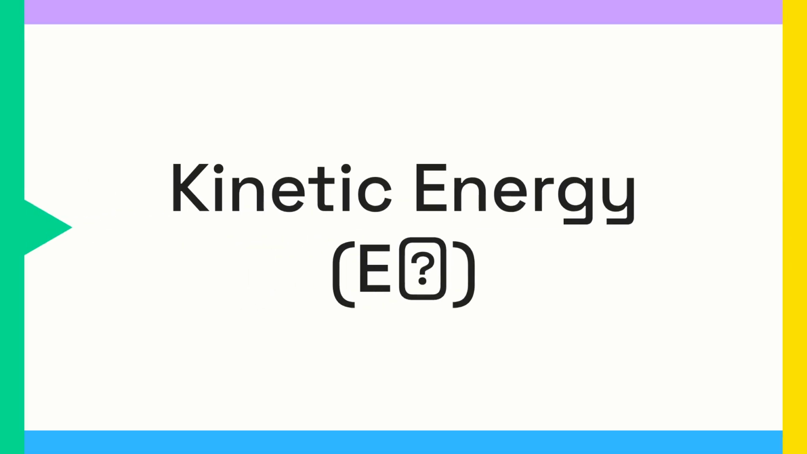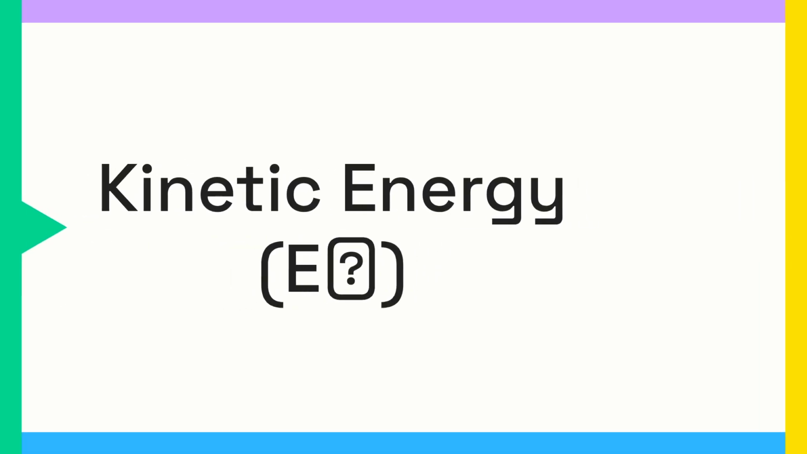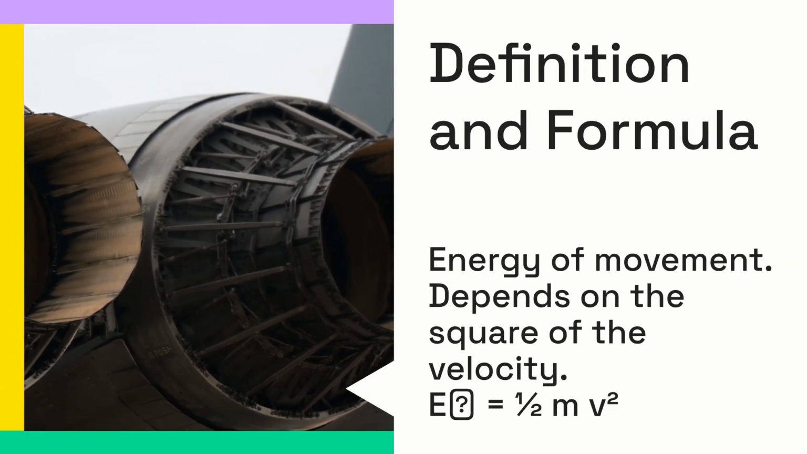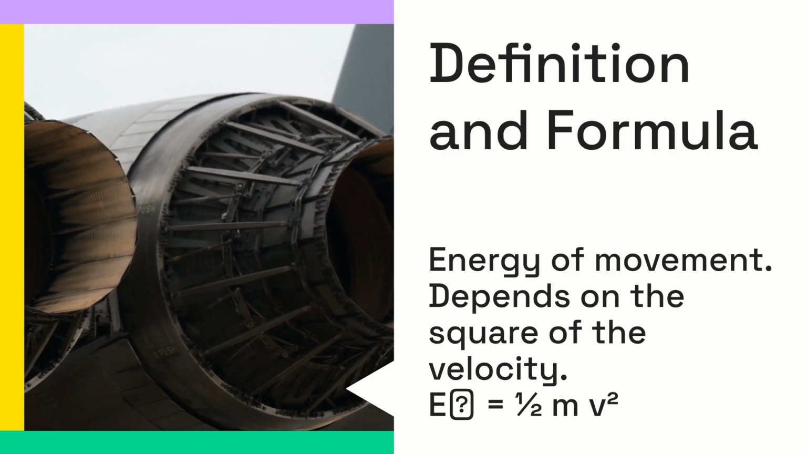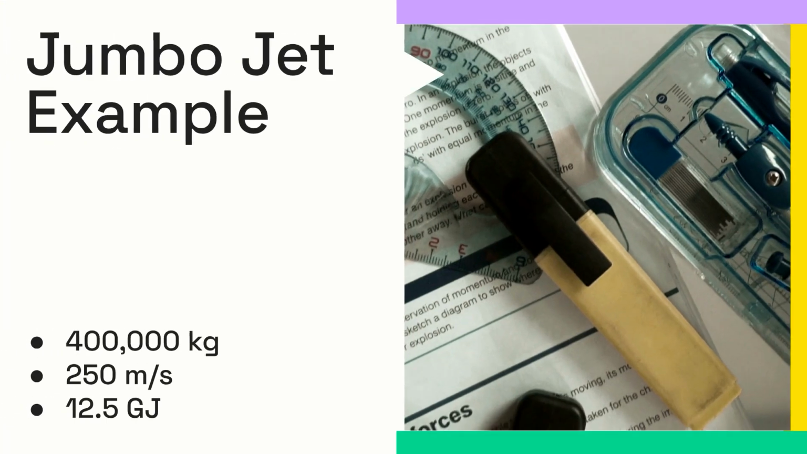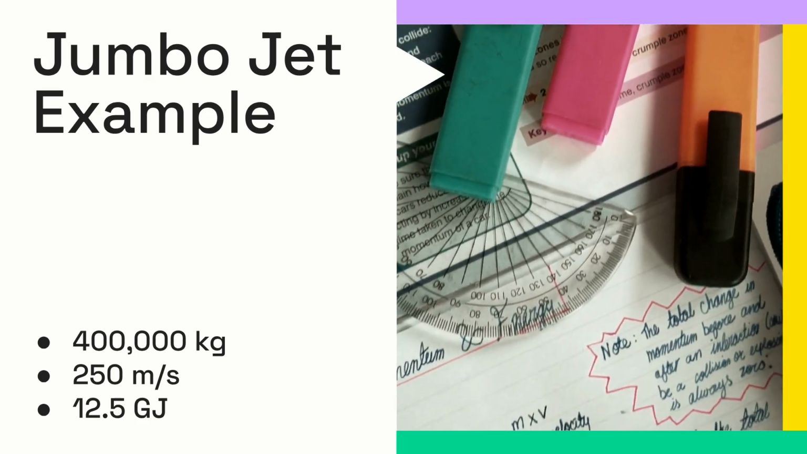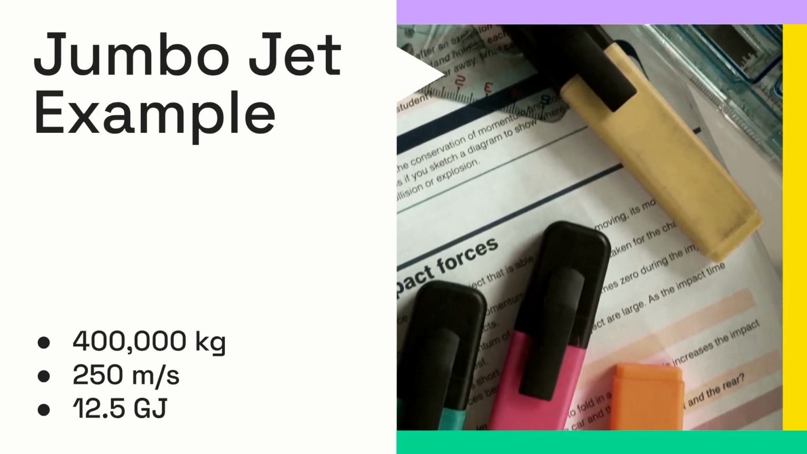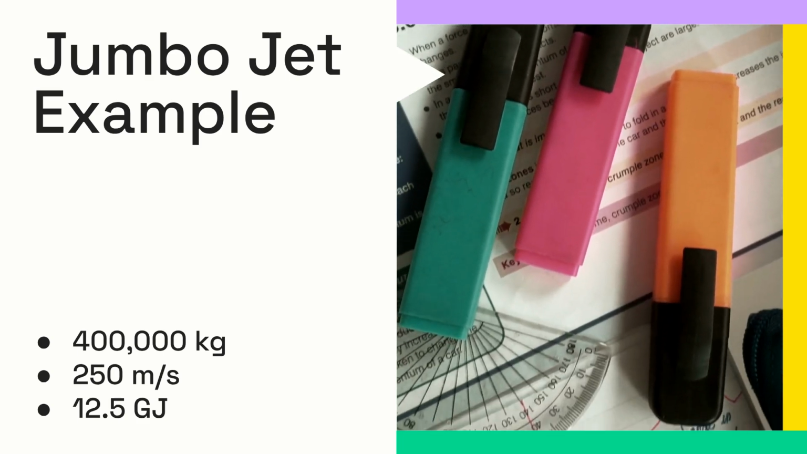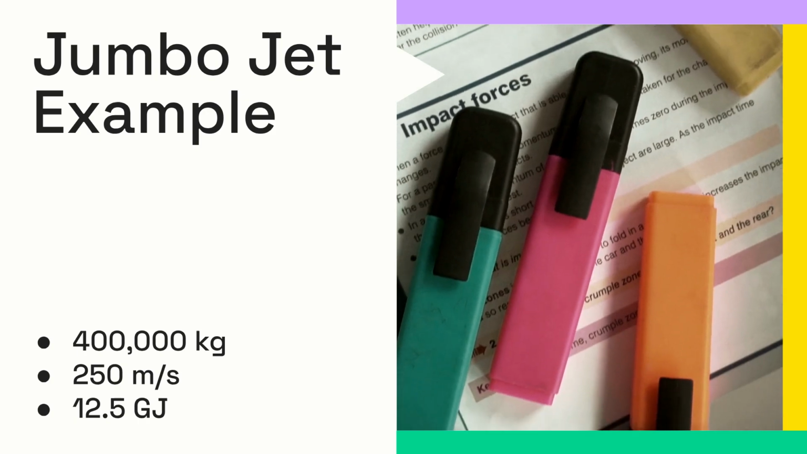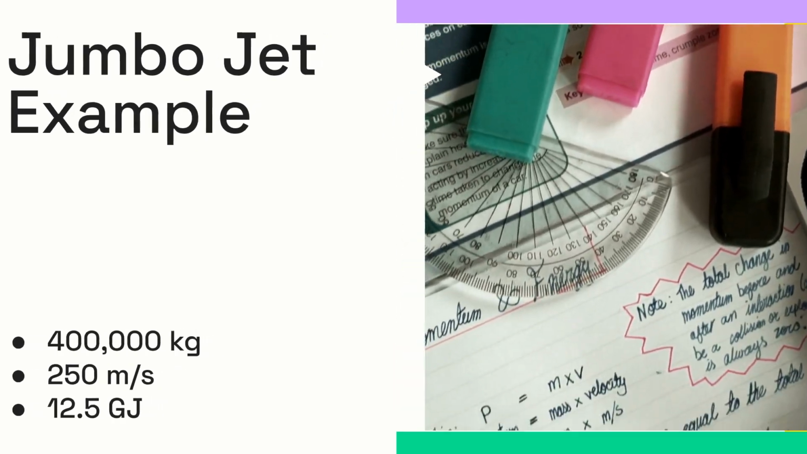Next, let's explore kinetic energy, the energy of movement. Kinetic energy is the energy of movement. It depends on the square of the velocity, so doubling speed quadruples the energy. Take a 400,000 kilogram jet cruising at 250 meters per second. Its kinetic energy is a massive 12.5 gigajoules. Always remember to convert units to SI, like kilometers per hour to meters per second, before calculating.